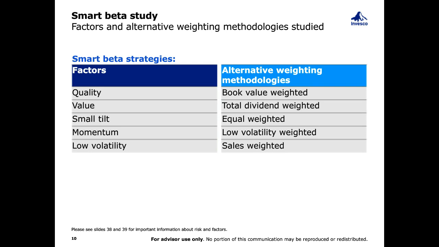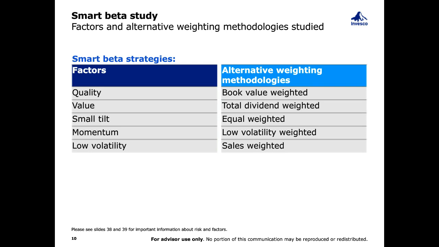For quality, we selected the stocks with the highest return on equity. For value, we selected the stocks with the lowest price to book. For small, we selected the smallest market capitalization weighted stocks in the universe. For momentum, we used 12-month price strength. And for low volatility, we selected the lowest volatility stocks as measured by standard deviation over the last 12 months. Stocks within each factor were then equally weighted.